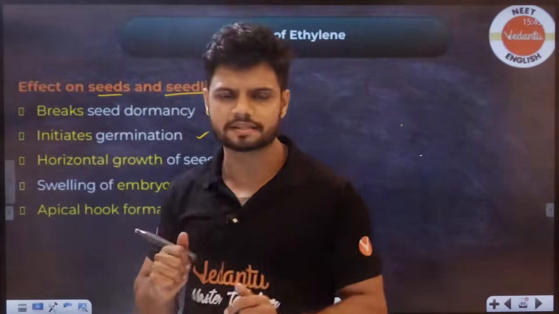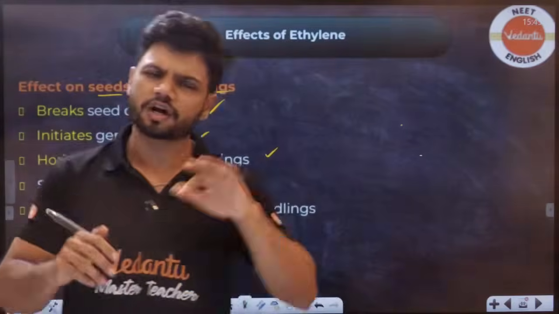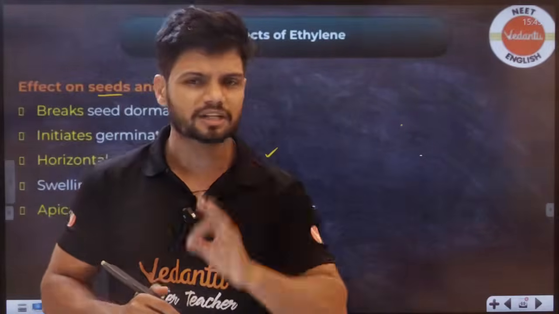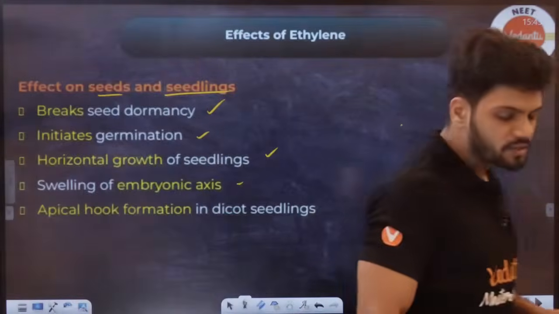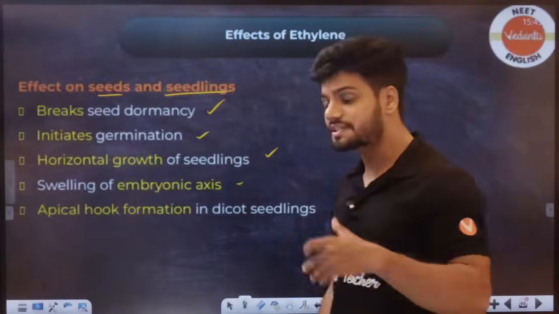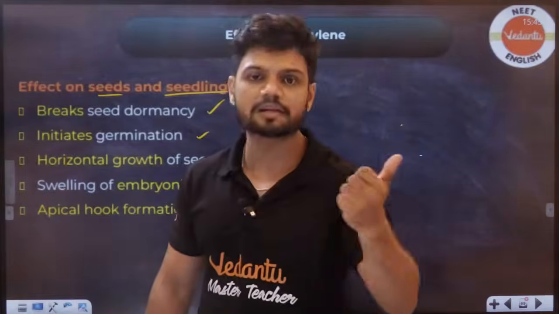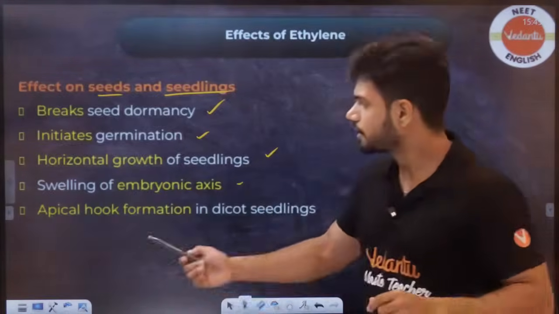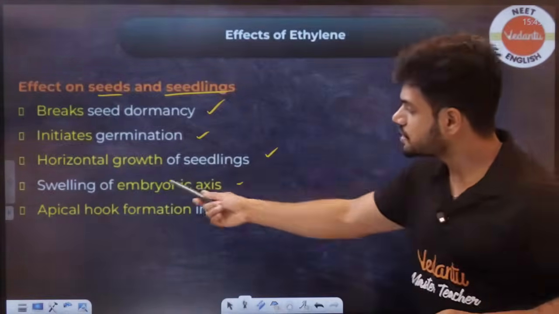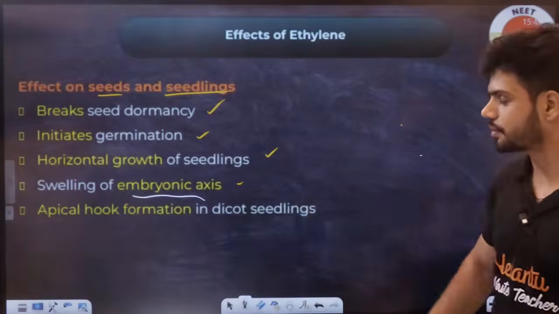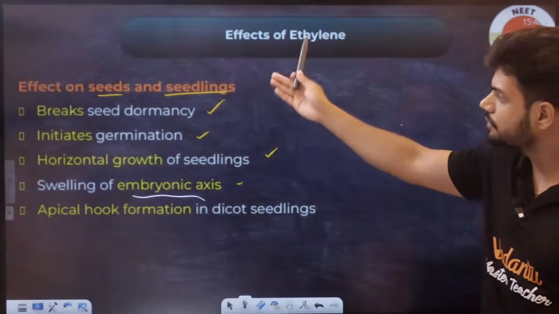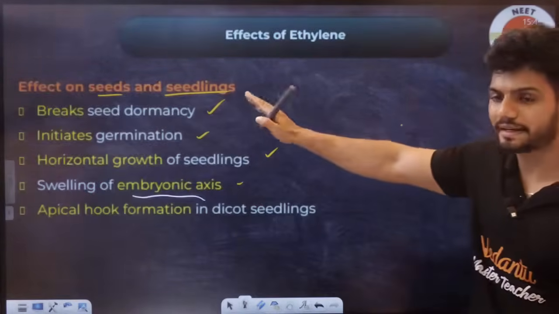Now one question arises. Can any one of you tell me which other hormone promotes seed germination? Question will come like this only. Can anyone tell me which is the other hormone which promotes seed germination? That is gibberellins. Okay. Horizontal growth of the seedling, swelling of the embryonal axis, apical hook formation in dicot seedlings. Okay. So all of these are effects of ethylene on seedlings.